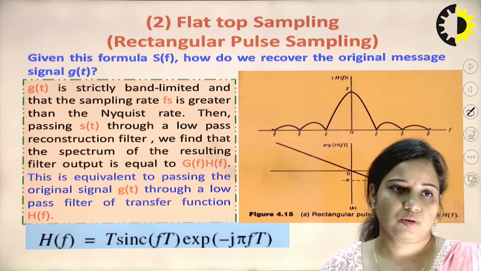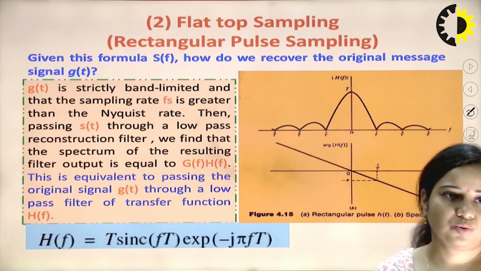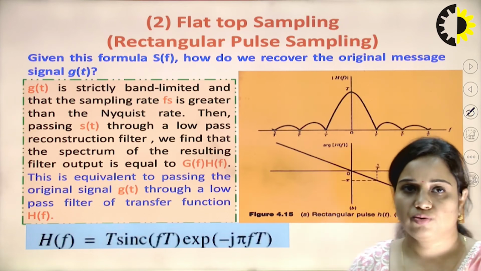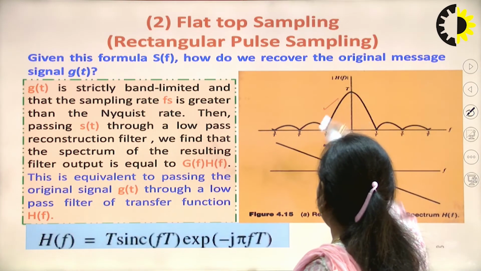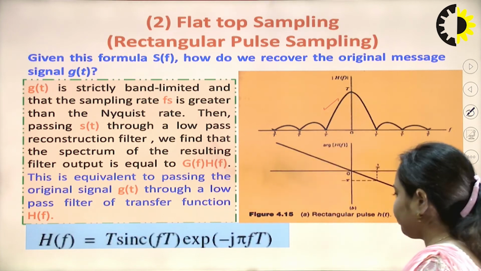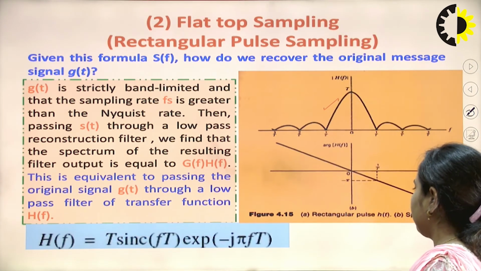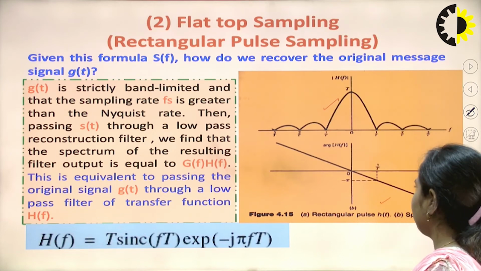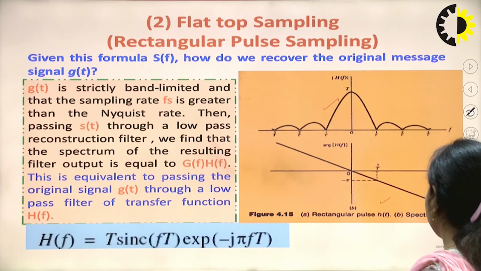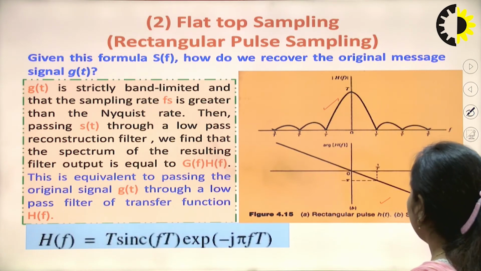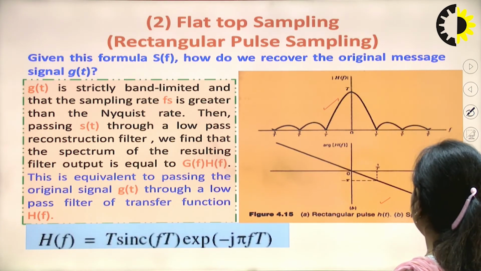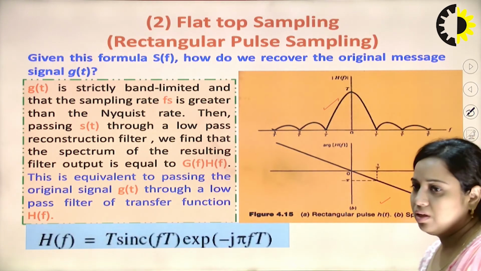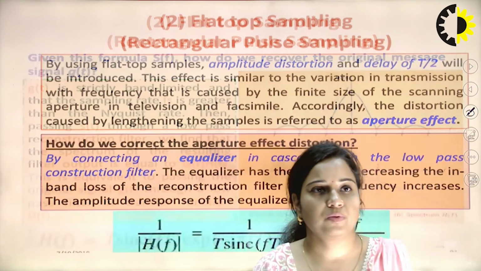Now, when this has been passed through H(f), H(f) will be equivalent to T sinc(fT) e to the power minus j pi f T. So, this is the condition for mod H(f), which is the sinc function, and this is the rectangular pulse of h(t), and this is the spectrum of h(t). That will be the argument of H(f) versus f graph. As you can see, this is a linearly decreasing graph. So, that is the case for flat top sampling.